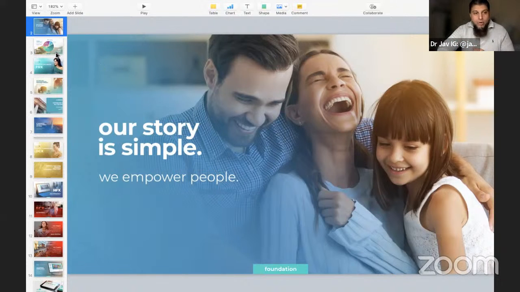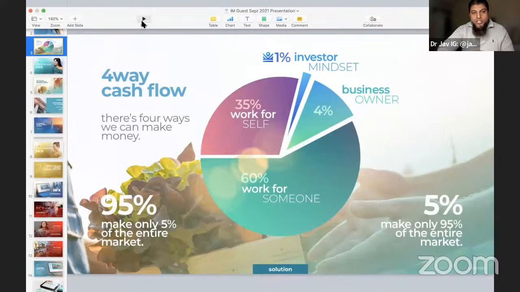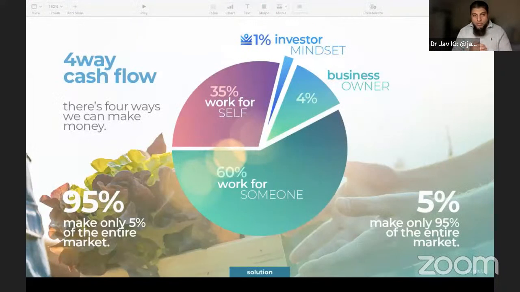I started off in property, and that's when I came across the book Rich Dad, Poor Dad by a guy called Robert Kiyosaki. Now, how many of you are familiar with Rich Dad, Poor Dad? Please drop me a 3 in the chat box if you are familiar with Robert Kiyosaki and the book that he wrote. That book was my introduction to entrepreneurship. Rich Dad, Poor Dad talks about the cash flow quadrant, and that's what you can see on screen here.